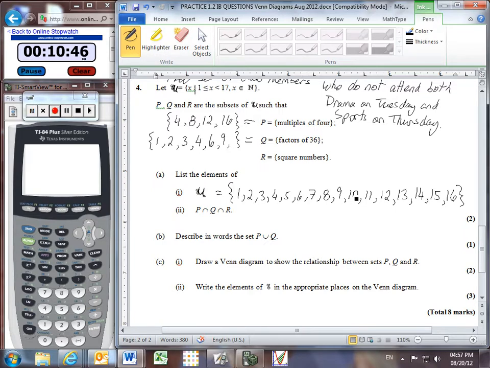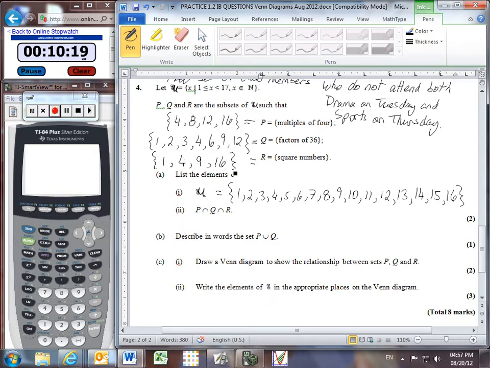36 divided by 10, no. 11, no. 12, yes. So 12 is a factor. Let me just clear a little bit more space for myself as I add the element 12. And I think that's it, because 13, 14, 15, and 16, none of those final numbers divide into 36 evenly. And the square numbers between 1 and 16 are simply 1, 4, 9, and 16.